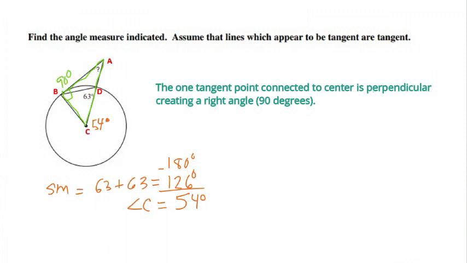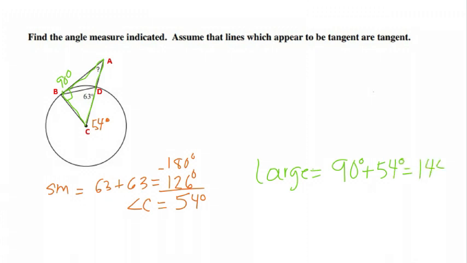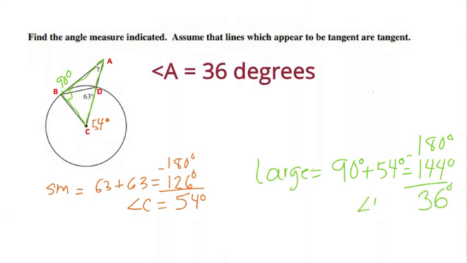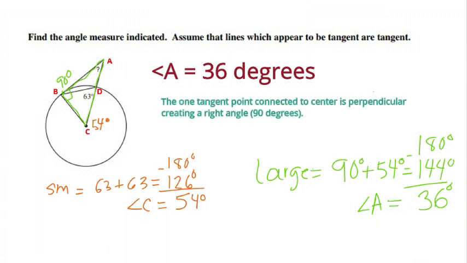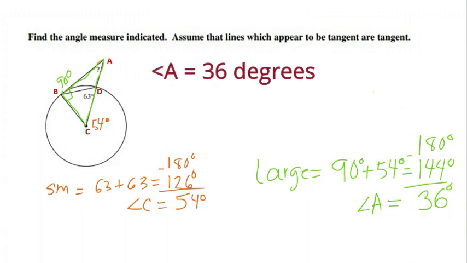So now we have, for the larger triangle, 90 degrees for B plus C, which is 54 degrees. Those together equal 144 degrees. So if we subtract 144 from 180 degrees, we get 36 degrees. And that is the value of angle A. So again, we use the property that the tangent point B, in this case, is connected to the center, so it created the right angle, which is a degree of 90 degrees.